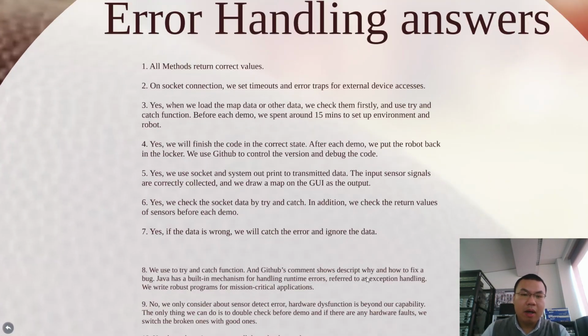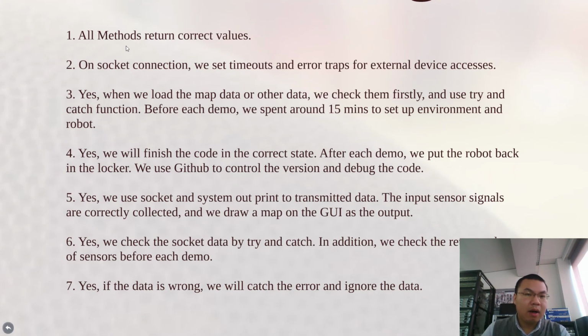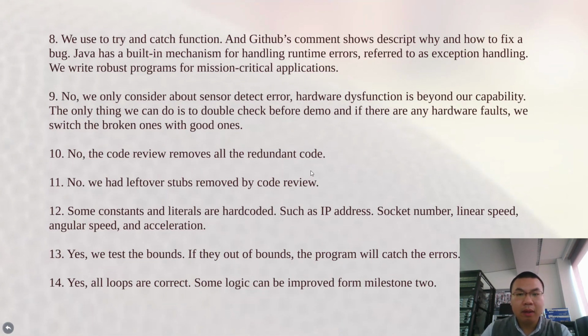For the answers, I think all methods return correct values. We set some timeouts to deal with the socket connection, and we used about 20 minutes to set up the environment. We use GitHub to control the version and debug. For questions 5, 6, and 7, I think using try and catch can solve the problem. And we use GitHub comments to show how to fix the bugs.